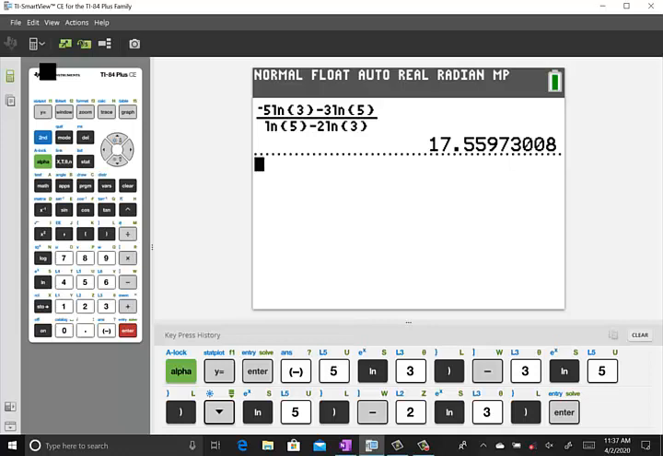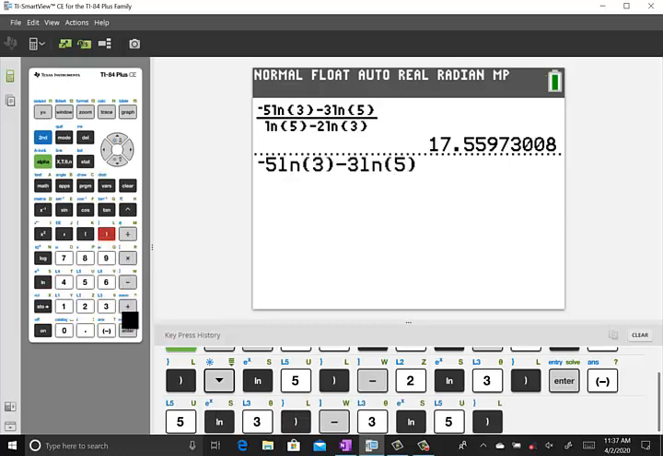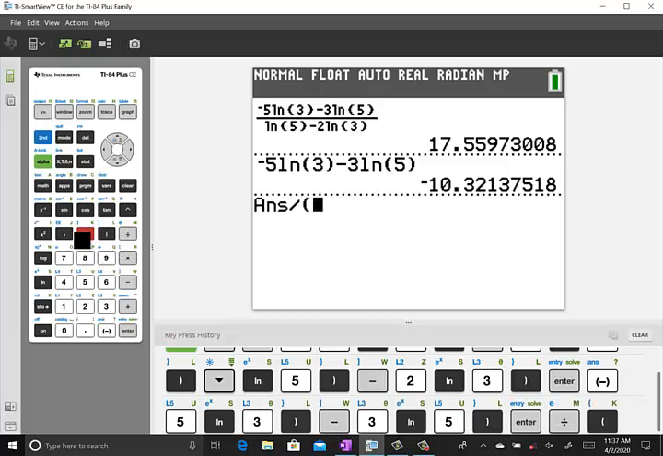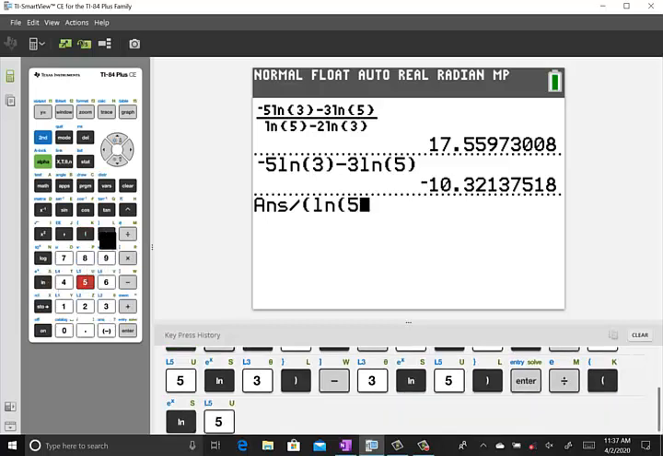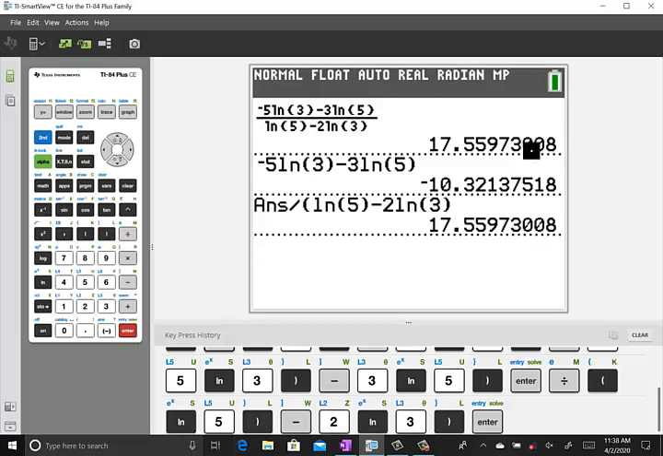If you have an older calculator, you just have to do it step by step. So let me show you how to do that. If you have an older calculator, we do the top first. So negative 5 ln 3 minus 3 ln 5. Hit enter. And then we have to hit divide parentheses because we have multiple things in the bottom. So we hit those parentheses. We do ln 5 minus 2 ln 3. And see how we get the same exact answer.